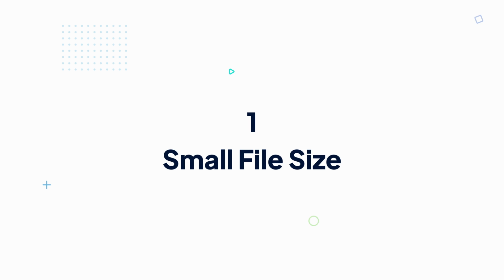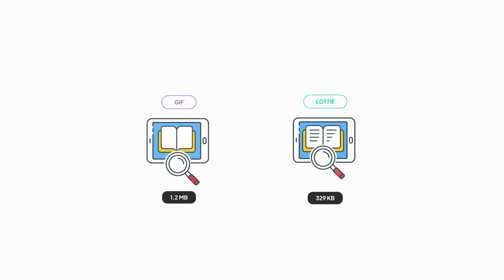Now, there are four main reasons you would want to use Lottie animations. Number one, small file size. Lottie animations are tiny compared to their counterparts. Here's the same animated icon in two formats, GIF on the left and Lottie JSON on the right. The GIF is 1.2 megabytes, while the Lottie is only 329 kilobytes, making it about 70% smaller. And that's just the unoptimized JSON format. More about that in a little bit.